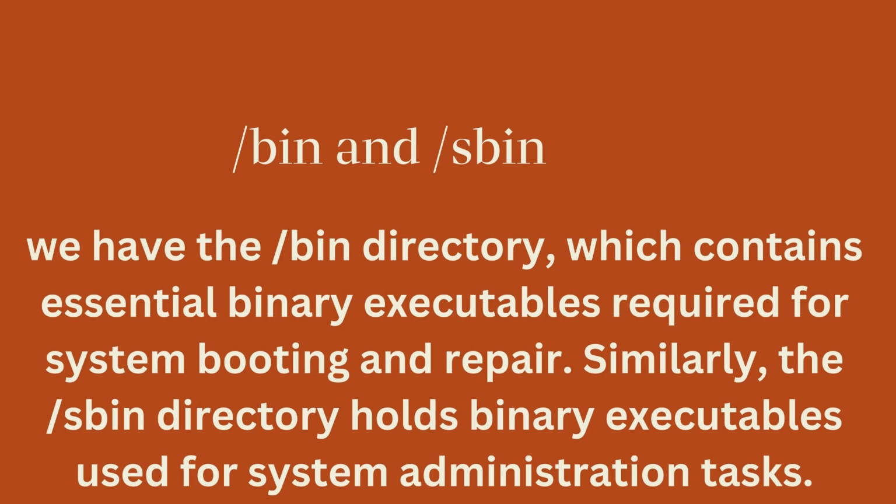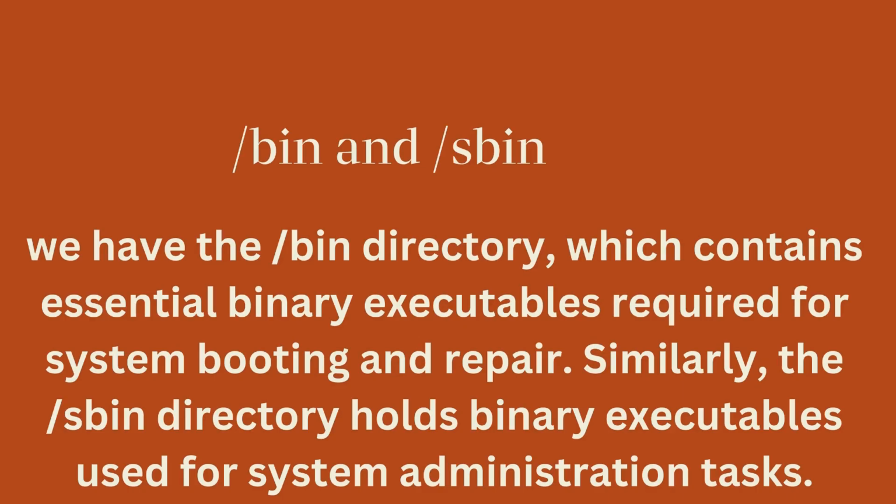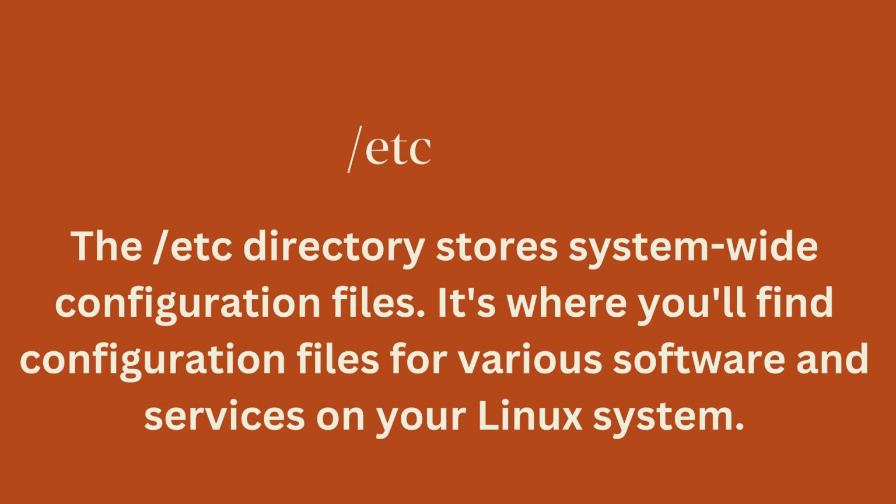Next, /bin and /sbin. We have the /bin directory, which contains essential binary executables required for system booting and repair. Similarly, the /sbin directory holds binary executables used for system administration tasks. It contains important binary files needed for starting up and fixing the system, and has binary files used for managing the file system.